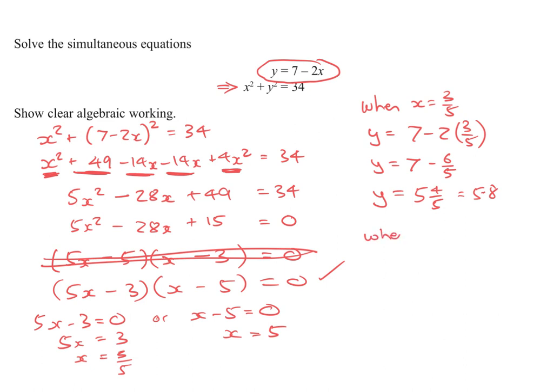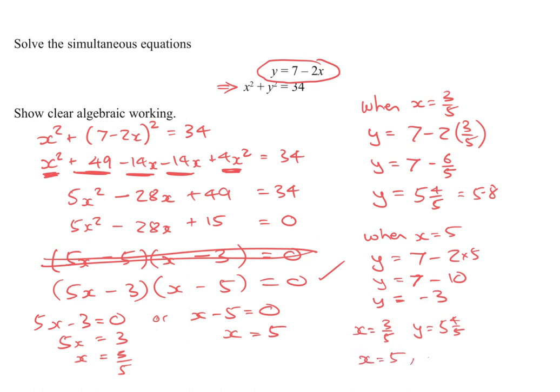And then the second part is when x is equal to 5. This hopefully will be easier. What is y equal to? Well, y will be equal to 7 minus 2 multiplied by 5. So that is y equals 7 minus 10. y equals minus 3. So to make it clear for the examiner what we're doing here, we're saying that when x equals 3 over 5, or 0.6, y will equal 5 and 4/5, or 5.8. And the other matching pair is when x is equal to 5, y equals minus 3. Make sure you match them up correctly, and that will get you full marks.